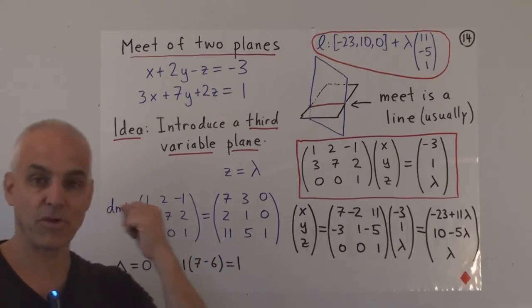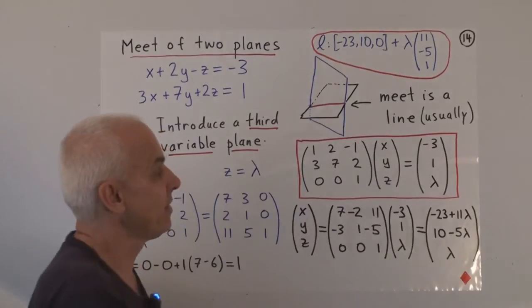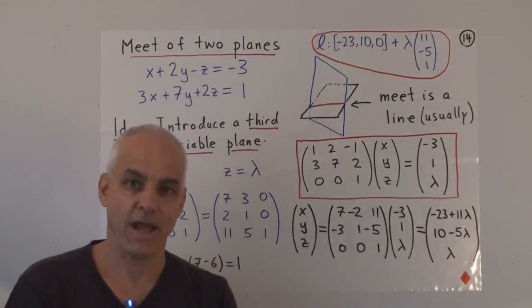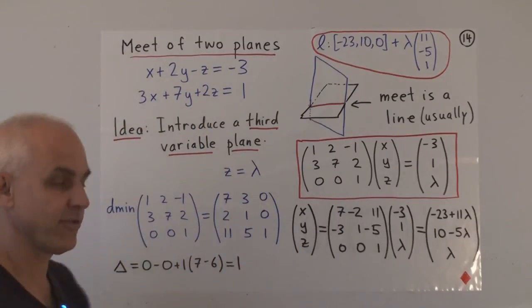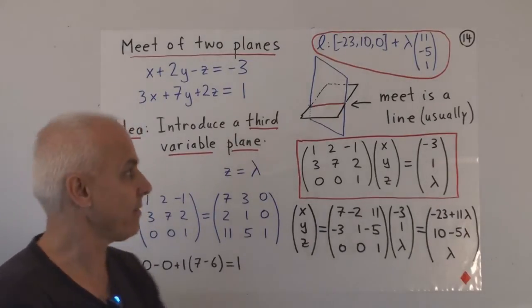That's the parametric equation of a line. It's a line through this point with this as the direction vector. And that is the line of intersection, or the meet of these two planes. And we can check that in the following way.